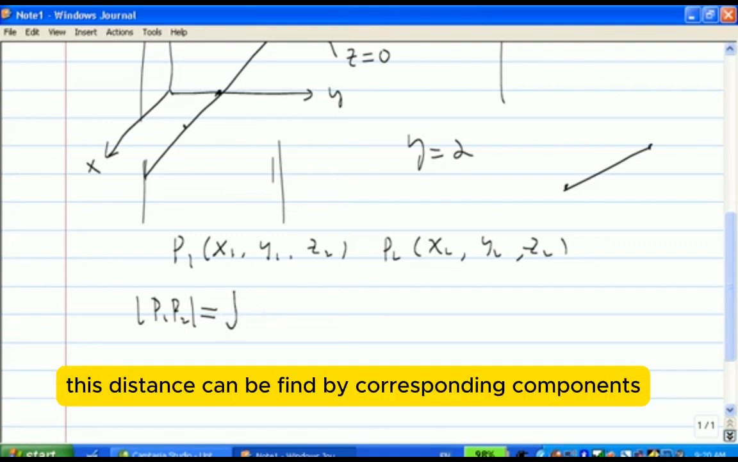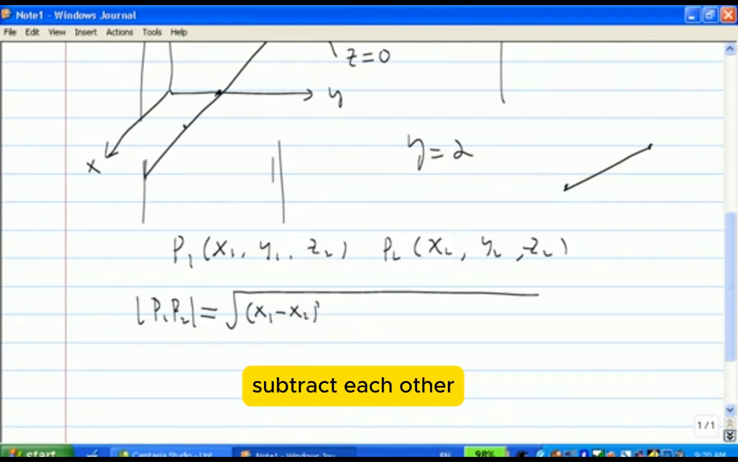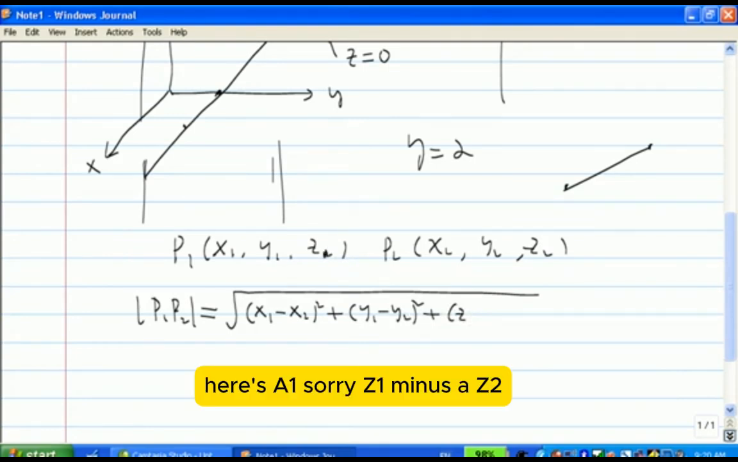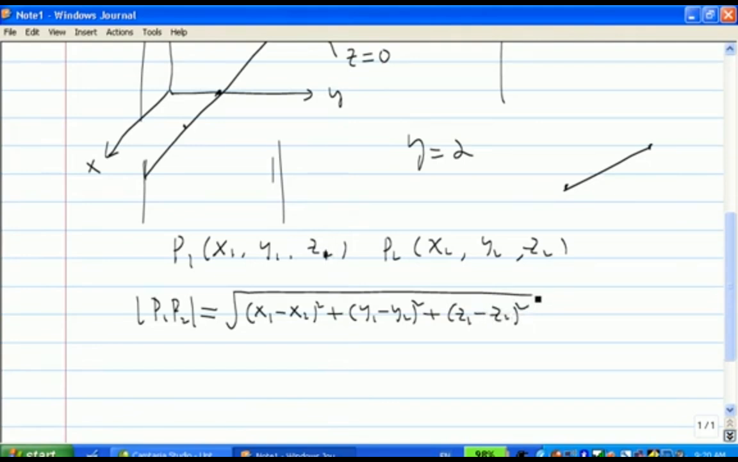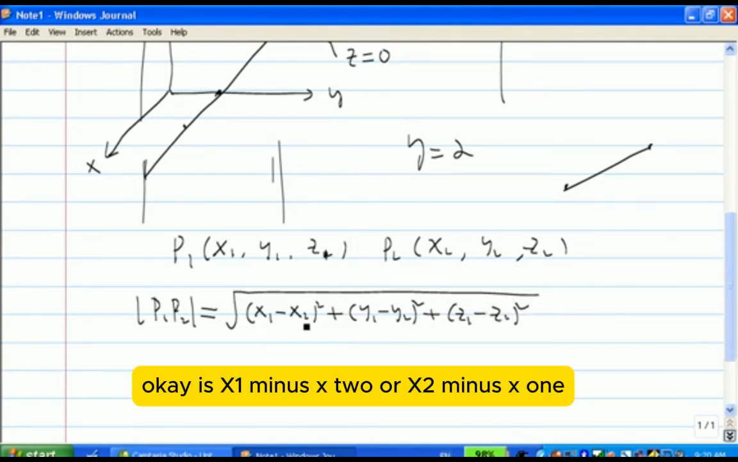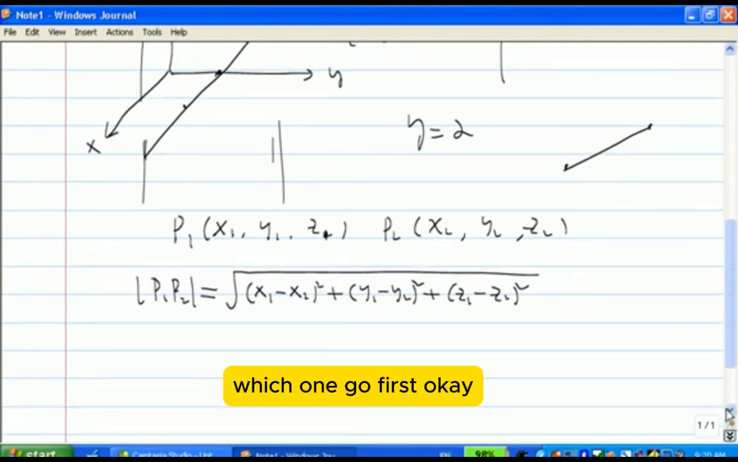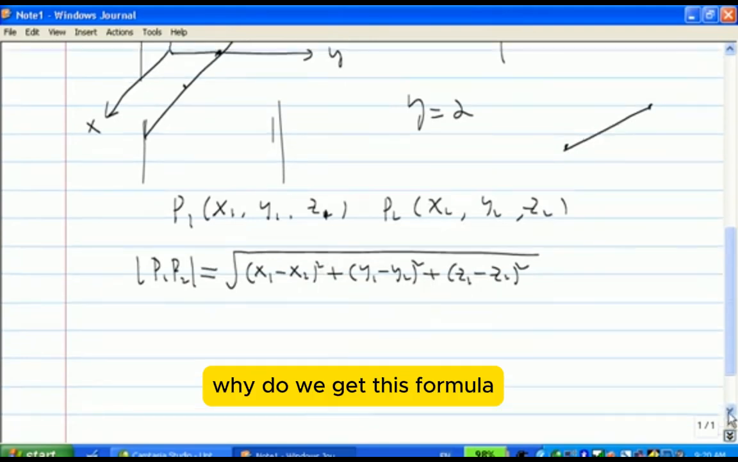This distance can be found by subtracting corresponding components from each other. Here's a 1, sorry, z1 minus z2. It is x1 minus x2 or x2 minus x1, because they're squared, it doesn't matter which one goes first. Why do we get this formula?